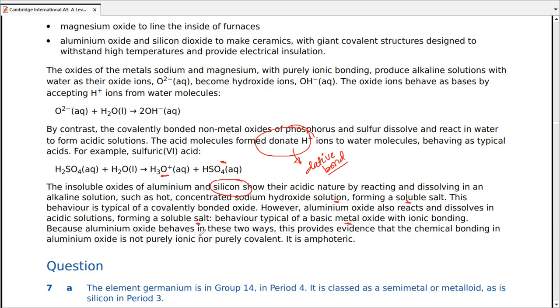Because aluminum oxide behaves in two ways, this provides evidence that chemical bonding in aluminum oxide is not purely ionic or purely covalent, hence amphoteric. Now, they mention it as a basic oxide, but don't forget, it also acted as an amphoteric oxide a couple of pages earlier. So we know that it is amphoteric. Why? Because it can act more like an acid with an alkali or more like an alkali with an acid. Both reactions were possible, and these reactions tell you that it's not purely ionic and not purely covalent.